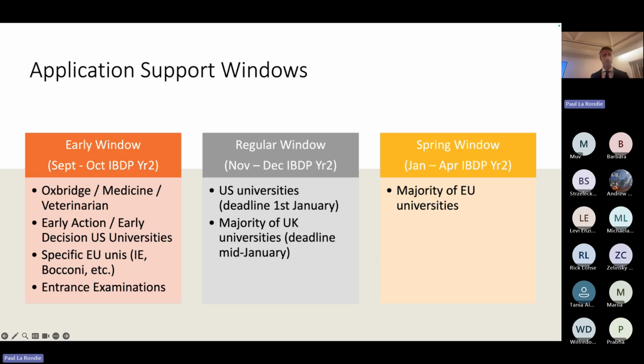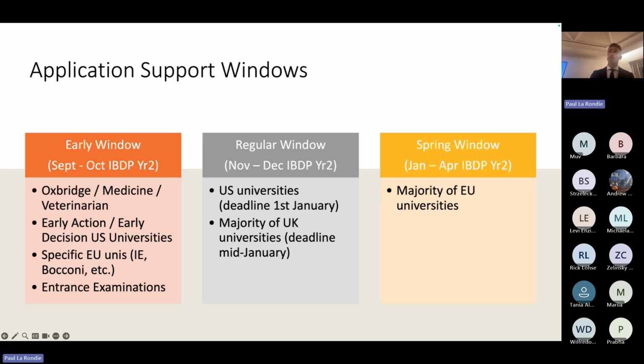Then our spring window is effectively from January into April, and that's the majority of our EU universities. Most of those EU universities have their applications either in that window itself or after the results have been published by the IB in July. So this window is mainly about offering that support for those students who are applying then. I hope you can kind of see it's quite a complex structure of trying to support our students. And again, so much of this comes down to them doing some effective research to know what they need to do to apply and knowing which universities they want to go to.